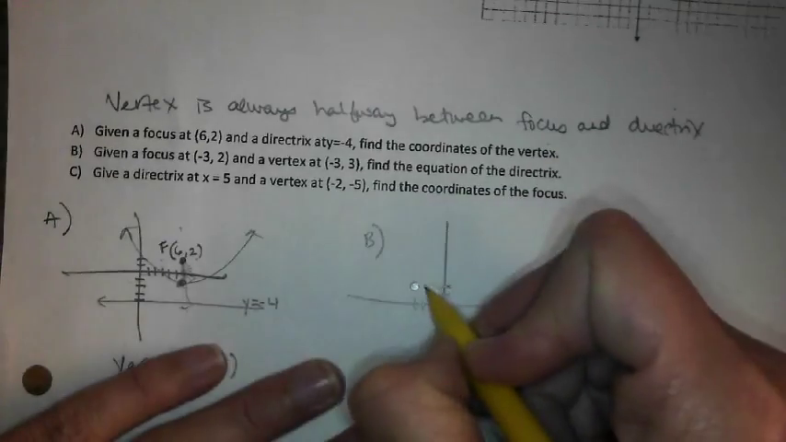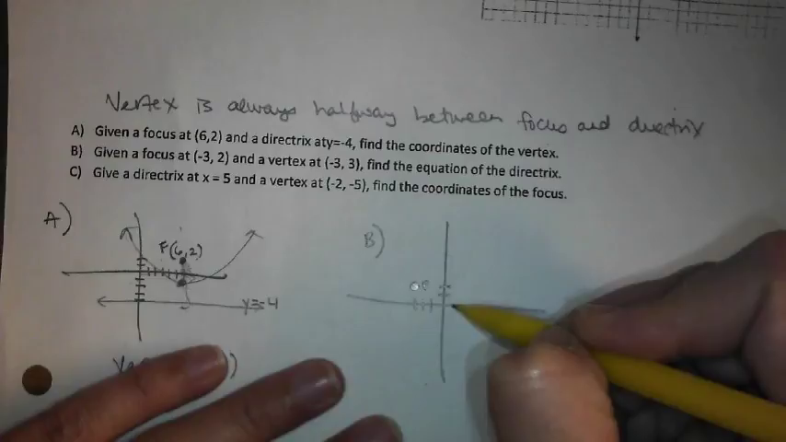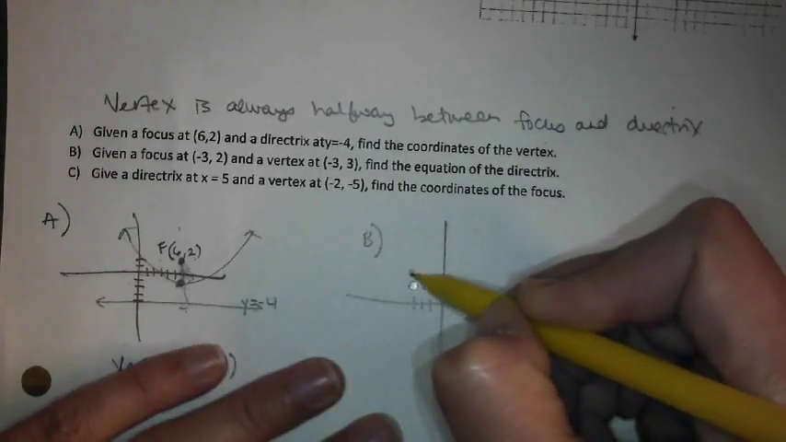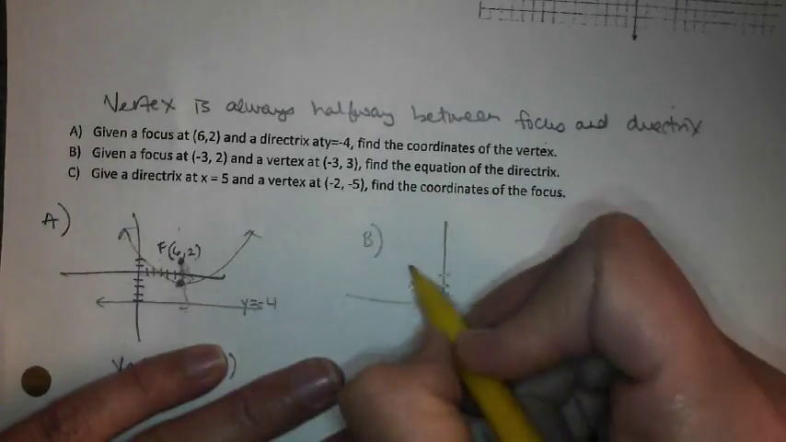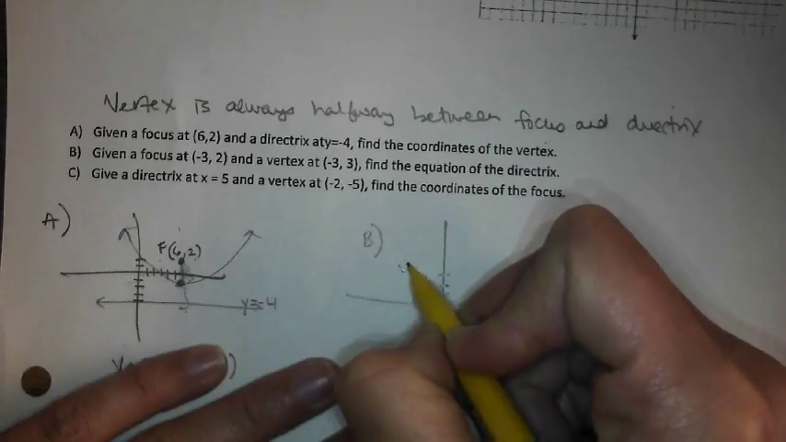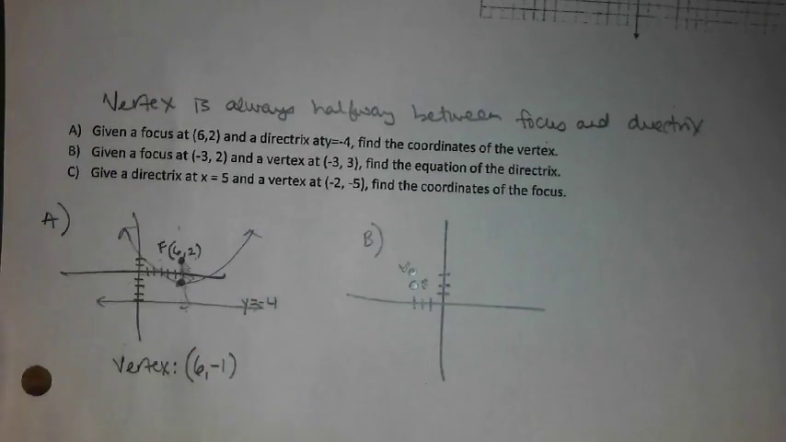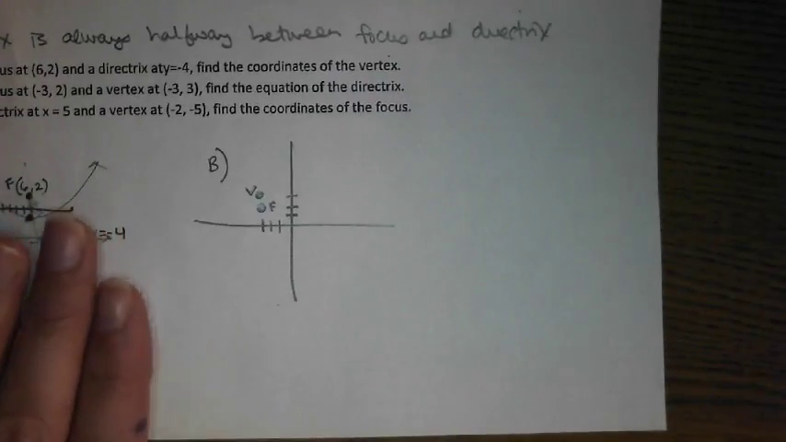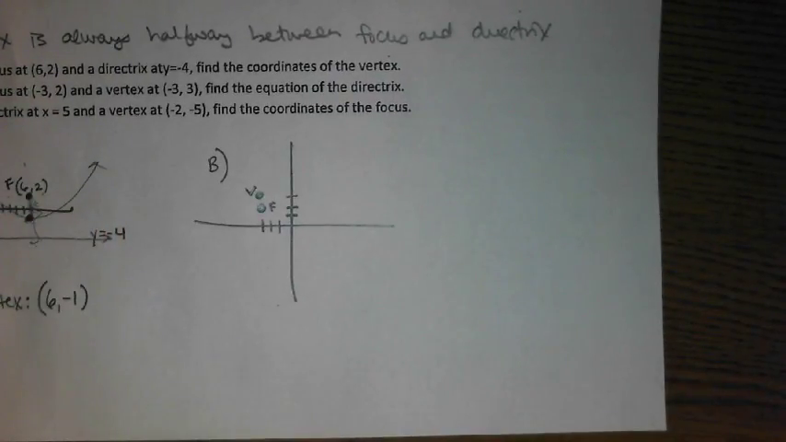And that's our focus. Our vertex is at -3, 3. So it's just 1 unit above. So take a minute and think about where our directrix would have to be if the vertex always has to be halfway between the two of them. Where would our fixed line be so that the vertex is halfway between the focus and the line? Evan.